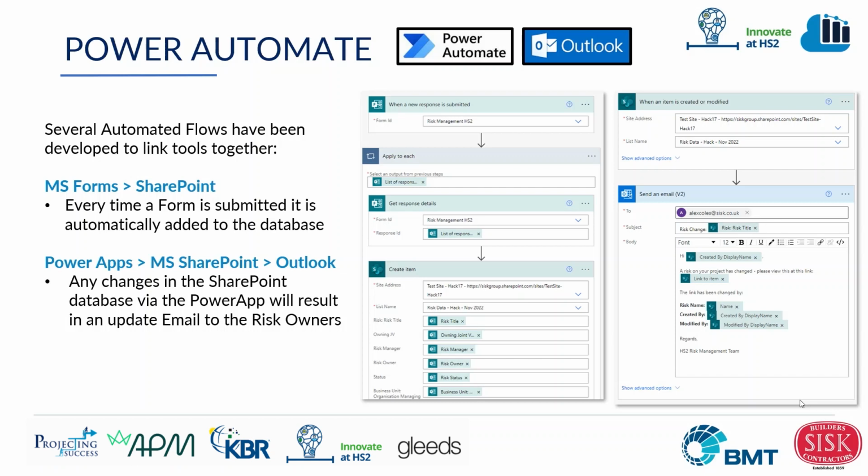The other flow was to connect Power Apps to Microsoft SharePoint and onto Outlook, which meant that any time there were any changes anywhere in the system, whether in SharePoint or in Power Apps, the owner of the risk would get an update to say that there had been a change and a link to the original item to ensure that the changes were as required.